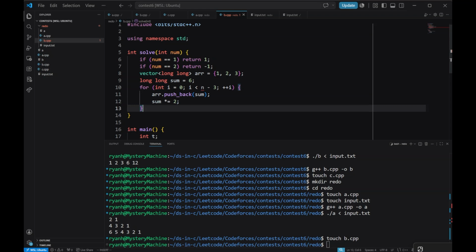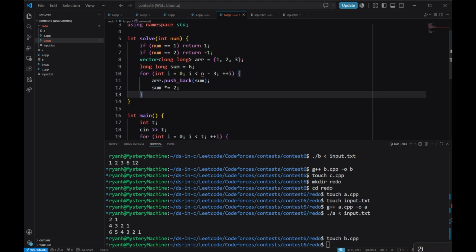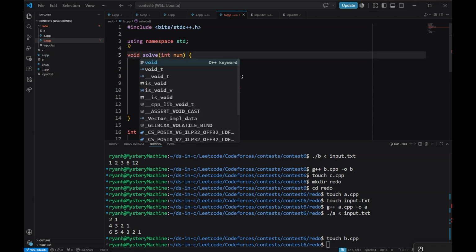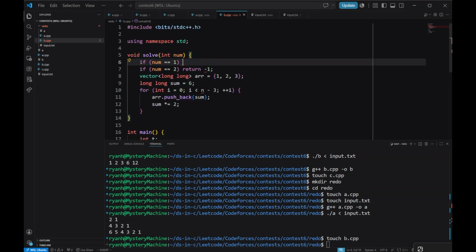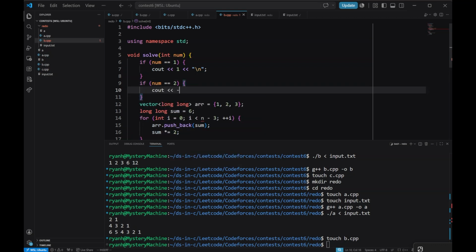Okay, so now we have our array. That looks good. Now we just have to print this out. I guess we're kind of returning an array then. It would be better if, instead of return 1, we print this. So I'll just do this as a void function. So I'll do cout -1. I'll do cout 1, new line. And then in the return -1 case, we should do cout -1.